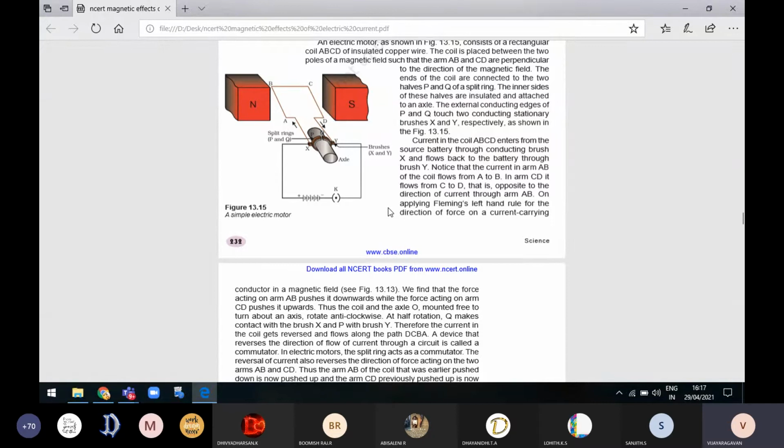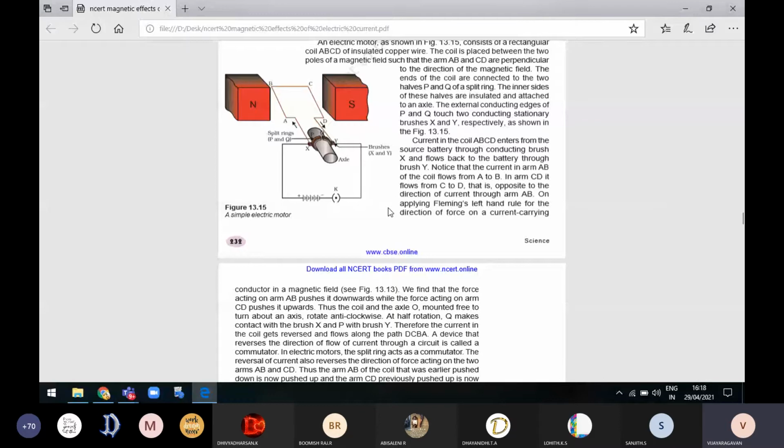Okay? So, current in the coil. See, where is the current in the coil? Current in the coil ABCD enters from the source battery. ABCD is the rectangular coil, have we said that? Even if not said, how does the current come? First of all, we switch on the key of this battery. We plug in the key.